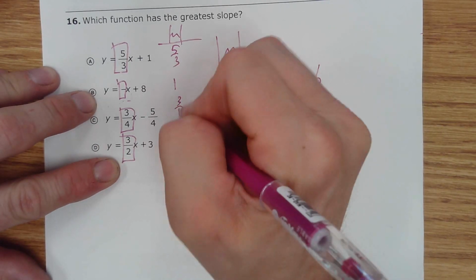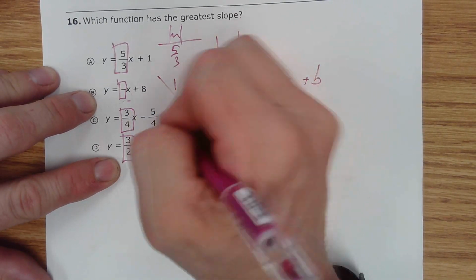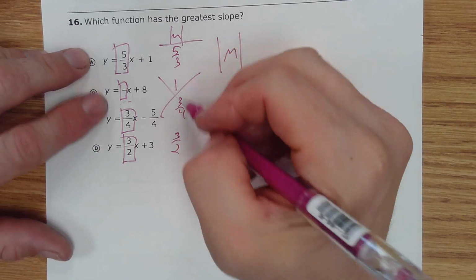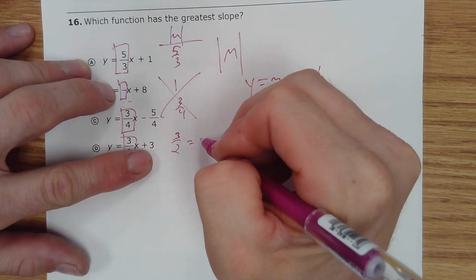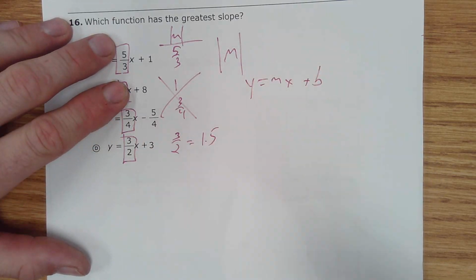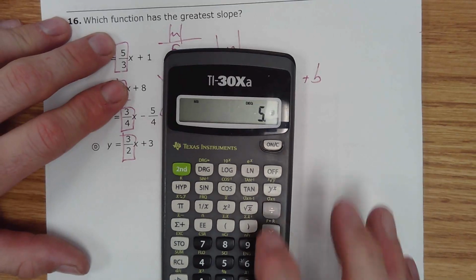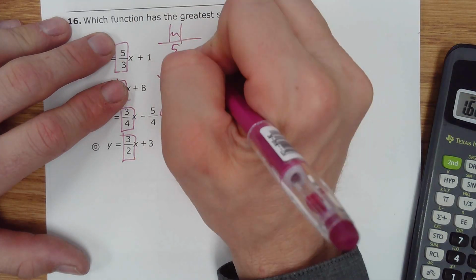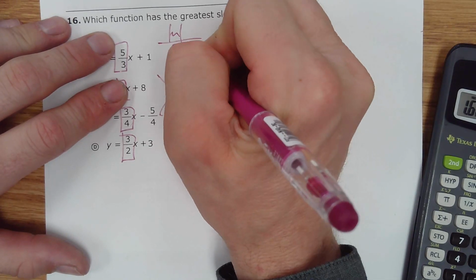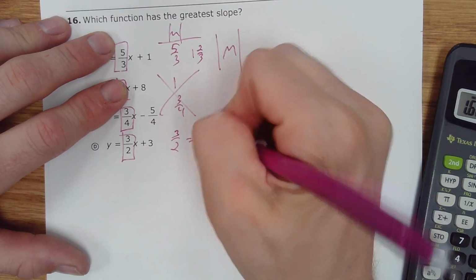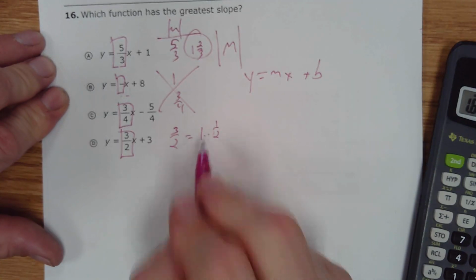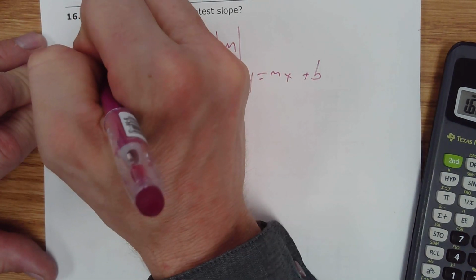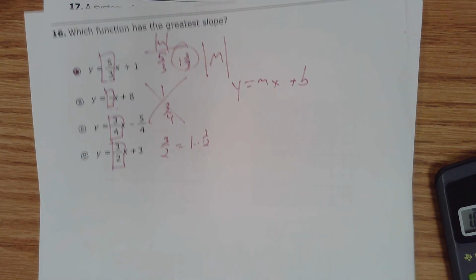3/2. So these are all 1 or less than 1, so it's not those two. And these are all fractions, right? So 3/2 is the same as 1 1/2, and 5/3, 5 divided by 3, is 1 2/3, right here. So which one is bigger? That is bigger than that. So this has the greatest slope.